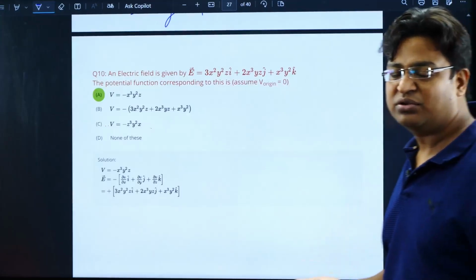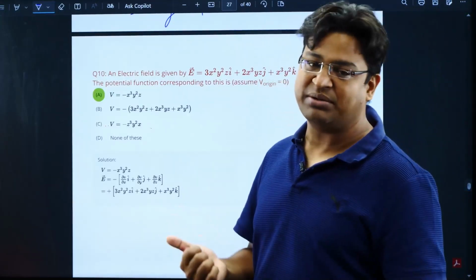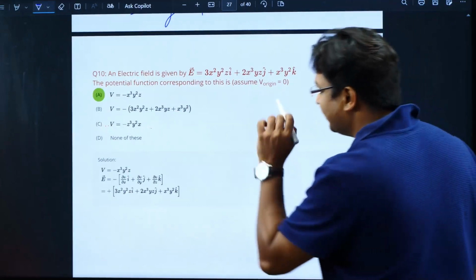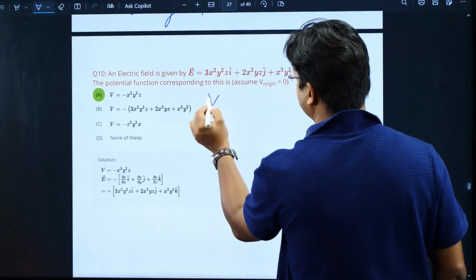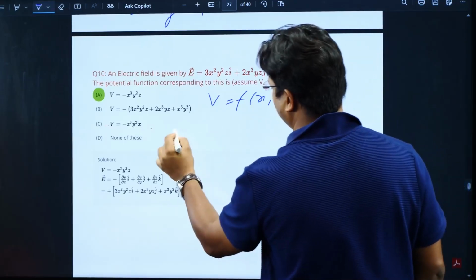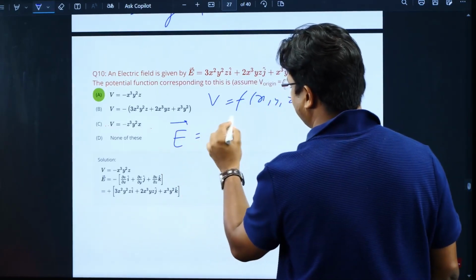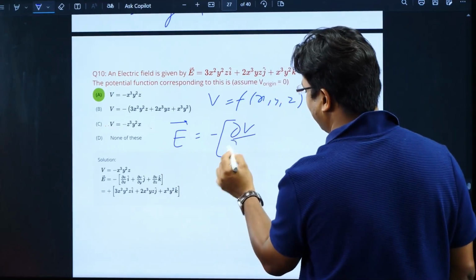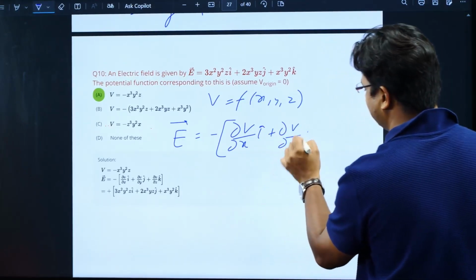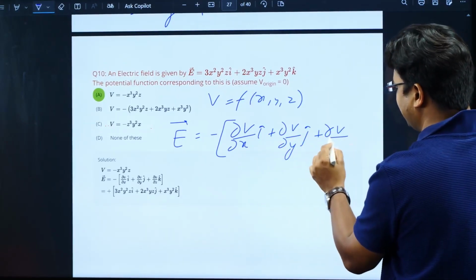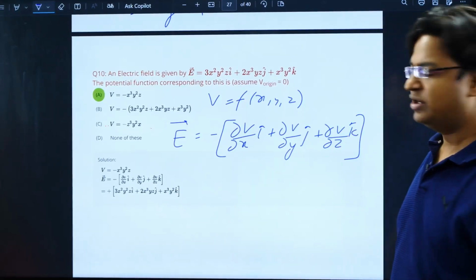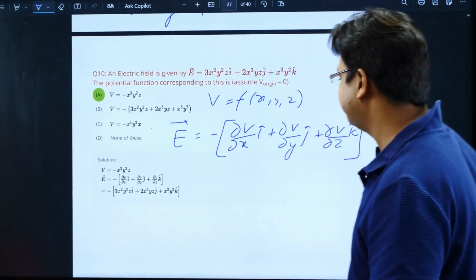Another method to attempt this question in the examination would have been to differentiate the options given to you. For example, if v is given to you as a function of x, y, z, then you can check this out. The electric field is given as minus of del v by del x i cap plus del v by del y j cap plus del v by del z k cap. So you can use this and check the options, and you will get the answer.